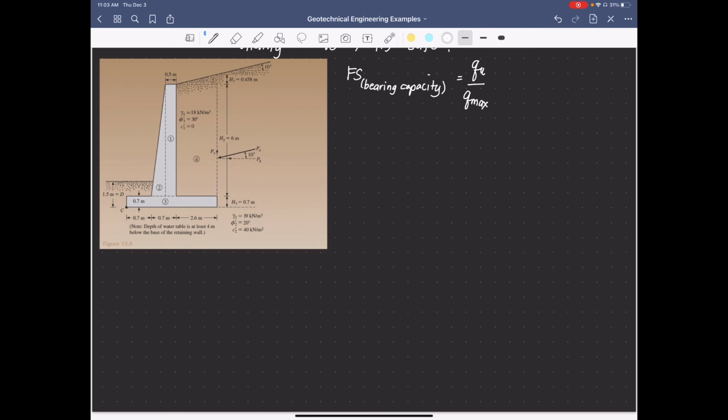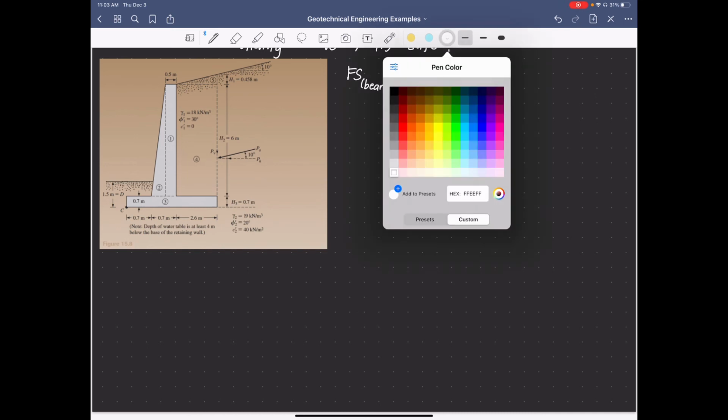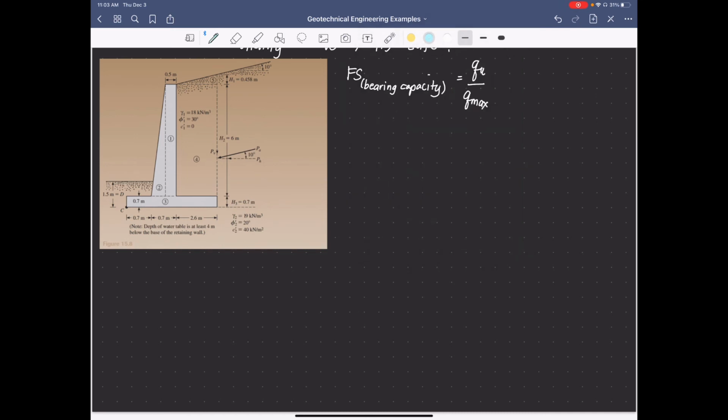We remember that Q max is normally found at the base of the toe. Here, this is our Q max, which is the pressure at the toe, and the minimum pressure is normally found here at the heel. So this is the minimum, Q at the heel.